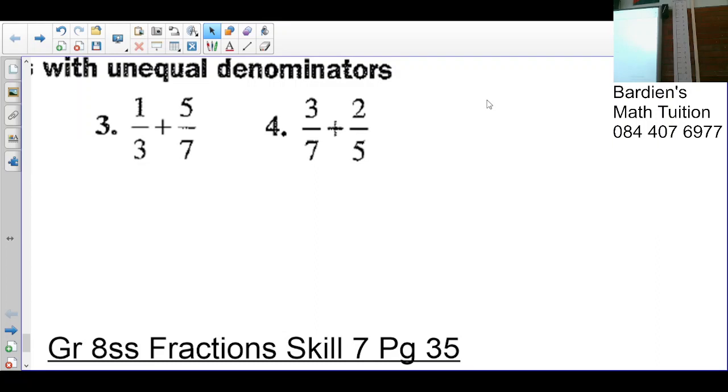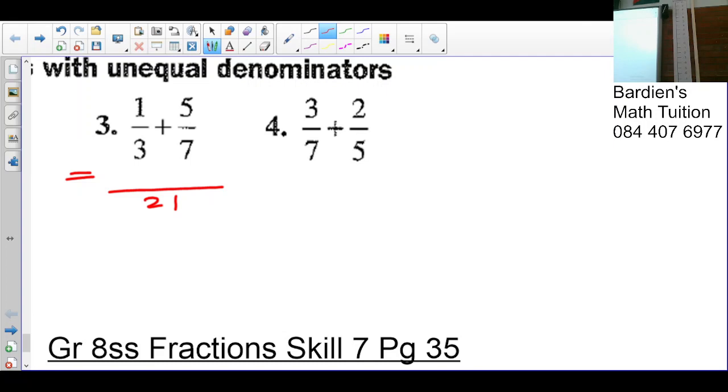Are the denominators the same? No. Is the smaller denominator divisible by the bigger denominator? Is 3 divisible by 7? No. So we will count in multiples of the bigger or smaller one? Bigger. Okay. So, can 3 go into 7? No. 14? 21? Yes. The 21 is my LCM here. Okay, so what must we do? We must work out equivalent fractions.